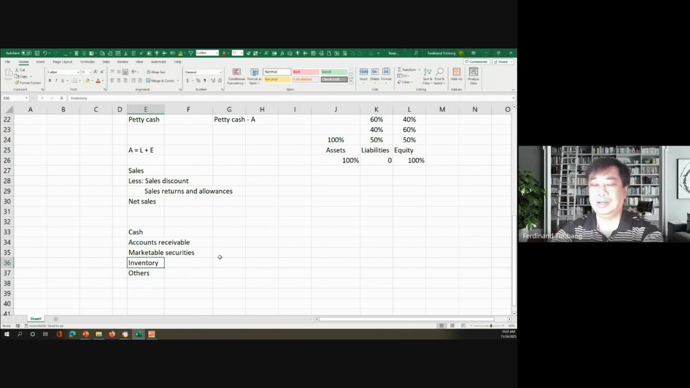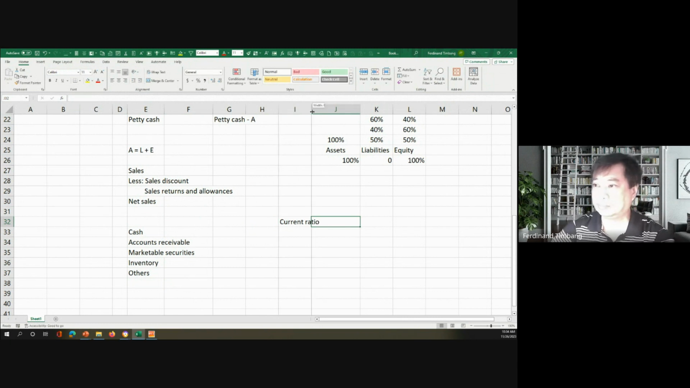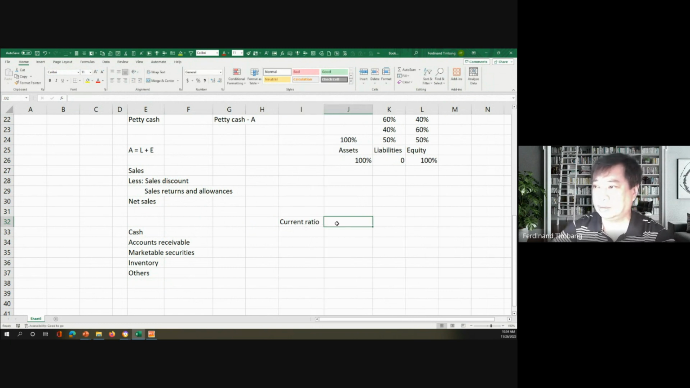So for the current ratio, kinukuha natin lahat ito. Kinukuha natin lahat yan. So for the current ratio, current assets over current liabilities. So, ito lahat yun.